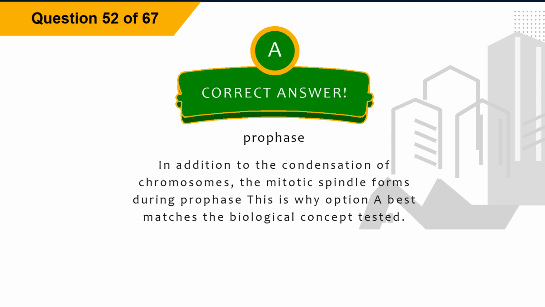Explanation. In addition to the condensation of chromosomes, the mitotic spindle forms during prophase. This is why option A best matches the biological concept tested.